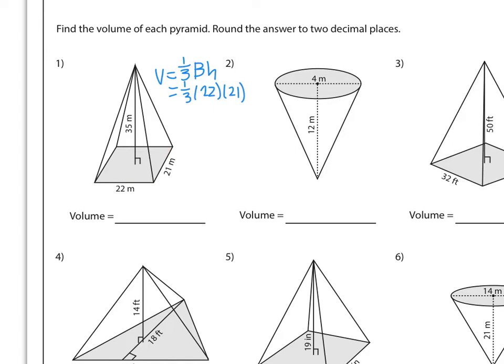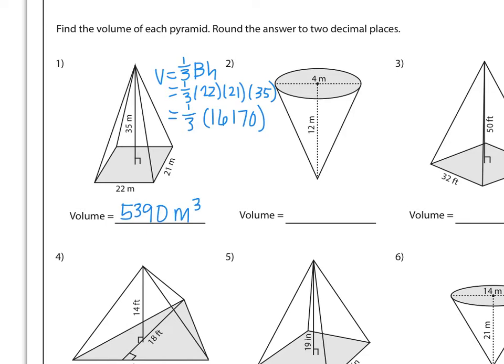And then we're going to multiply that by the height, which is 35. So that is going to be a third of, when we multiply all those together, 16170, and then a third of that. And so volume equals 5390 meters cubed. So 5,390 meters cubed. Our meters are cubed because this is a three-dimensional object, and so it's going to be cubed.